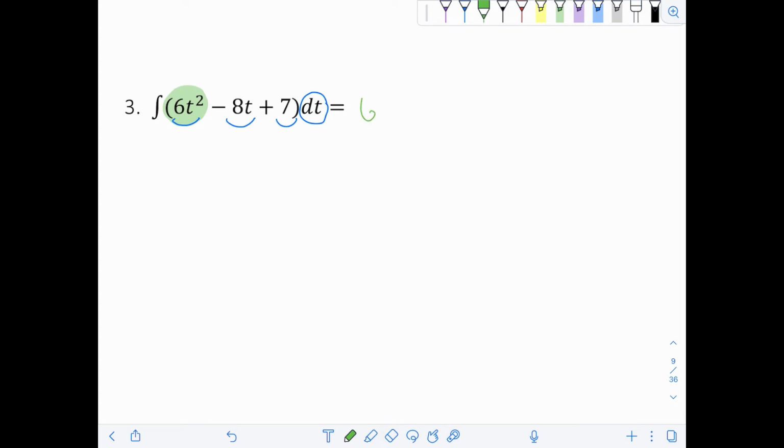I'm going to write it as 6 times. We're going to use the power rule here for integration, where n is equal to 2. So that becomes t to the 2 plus 1 over 2 plus 1. And now I'm going to move on to the next one, 8t. So it's going to be minus 8. And then for t, you could use the power rule as well. In this case, n is equal to 1. So that becomes t to the 1 plus 1 over 1 plus 1.